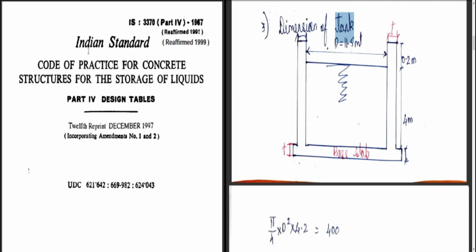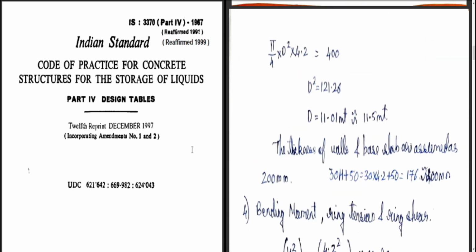So we got the dimensions now. The diameter is 11.5 meter, the depth of the water is 4 meter, the free board is 0.2 meter, so the height is 4.2 meter. Now next what we have to design is the thickness of the base slab and the thickness of the tank wall, and also the hoop tension and other components.